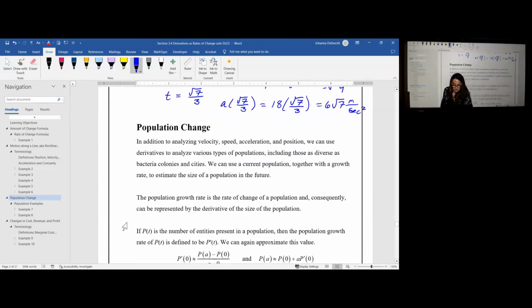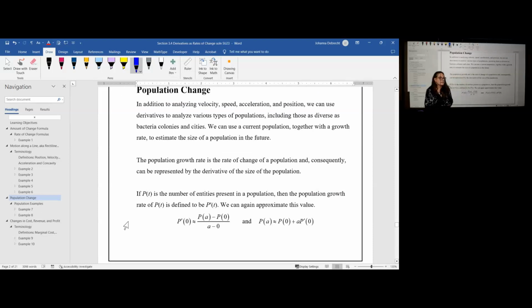Now that we have talked a lot about position and velocity and acceleration, let's take a look at some other situations where the derivative is very useful in describing the rate of change in a particular application problem. We're going to look now at population change. We can use a current population together with the growth rate, the rate of change, to estimate the size of the population in the future. Again, what we're doing is we're using the value on the tangent line to approximate the value on the actual function.